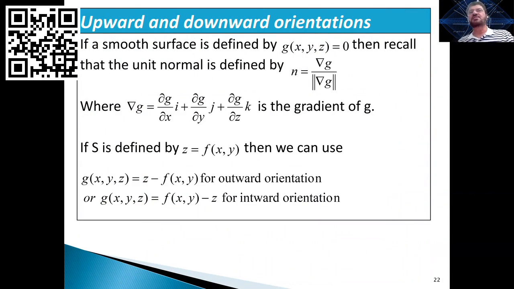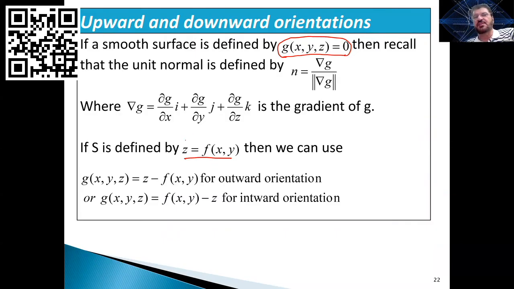If a smooth surface is defined by this, I have a surface. I'm going to show you how we get this one. Remember, the surface is not like this, is it? How is the surface defined? The surface is defined like this: z equals f of x, y, isn't it? Right? Yeah.